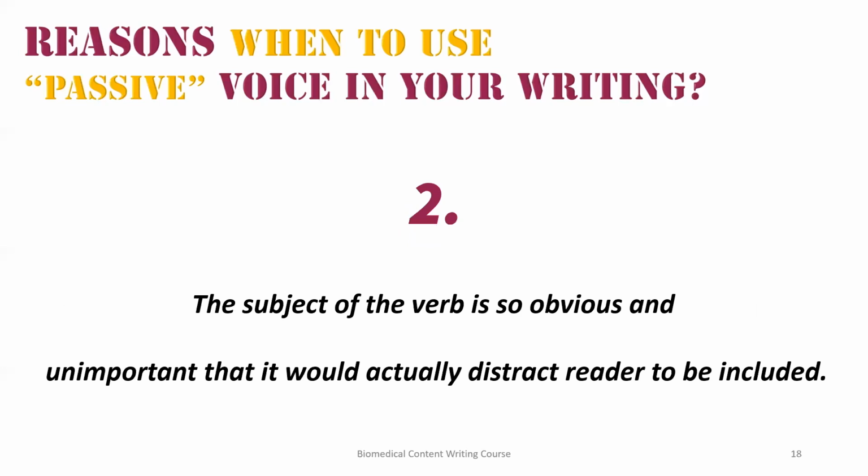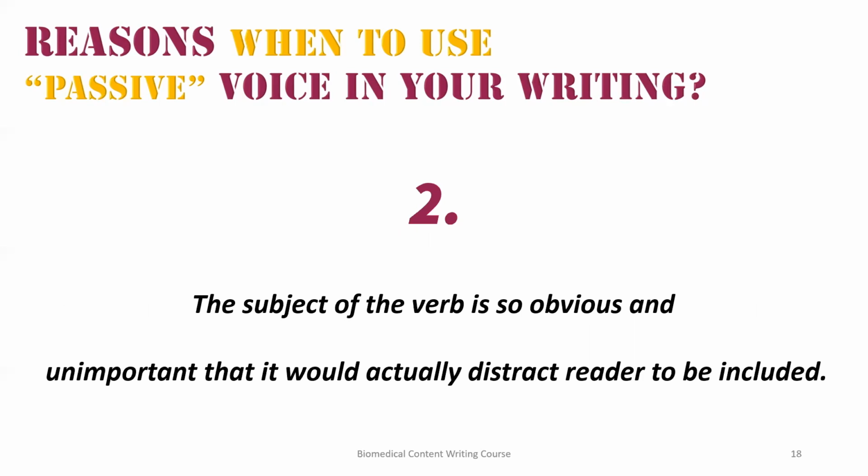The second reason is that the subject of the verb is so obvious and unimportant that it would actually distract the reader if included. This happens, suppose you are performing an experiment, and in every sentence you say, I poured drug A into drug B, I took the drug C, I did this, I did that, rather than saying I and I and I again and again, because that becomes annoying to your reader.